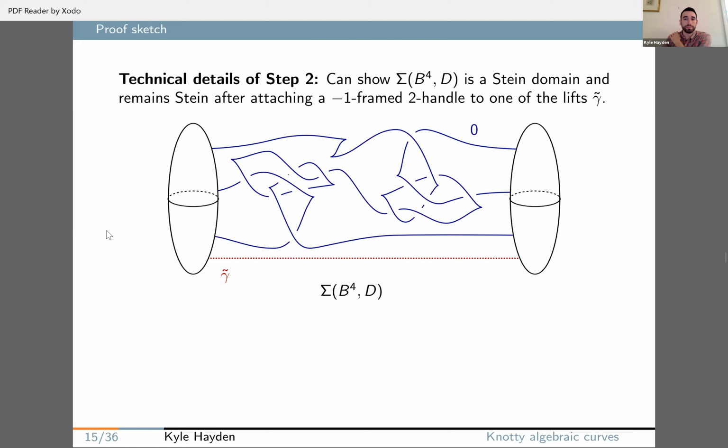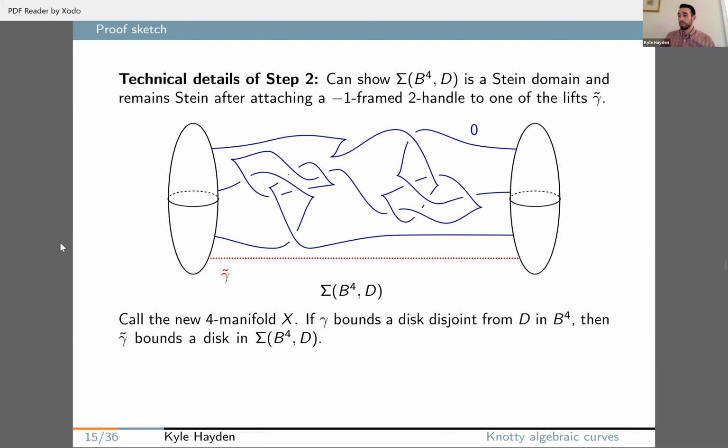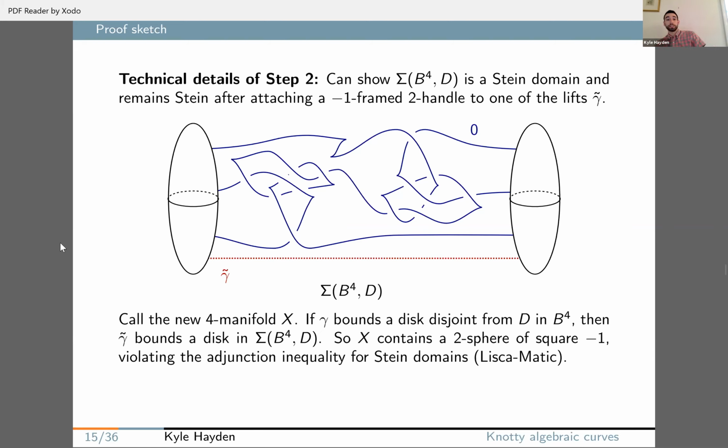If you're not familiar with what that is, this is a technical details for experts only slide anyway. But the point is we can explicitly write down a handle structure that helps us understand not only the 4-manifold, but the complex structure on the double branched cover. And that curve, gamma, is going to lift to, one of its lifts is just going to be this curve which runs one time straight over the 1-handle. And it's easy enough to compute the Thurston-Bennequin number of this curve; it's 0. And so you can attach a -1 framed 2-handle to the branched cover along this curve and get yet another Stein domain, because that's the Stein framing. But if that curve bounded a slice disk, then now you have an embedded 2-sphere of self-intersection -1 sitting in a Stein domain, which violates the adjunction inequality due to Lisca-Matić for Stein domains.